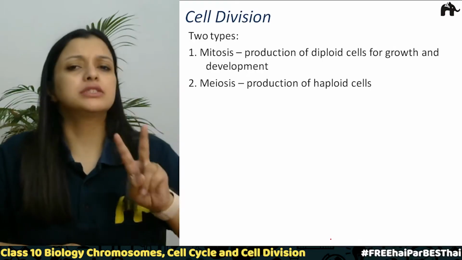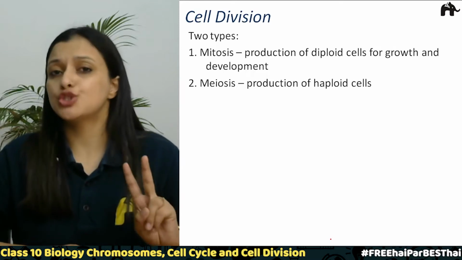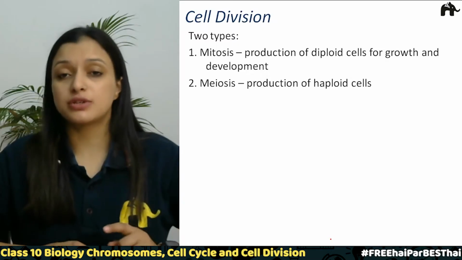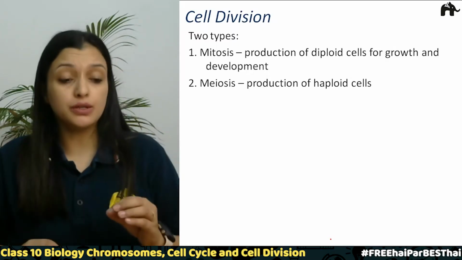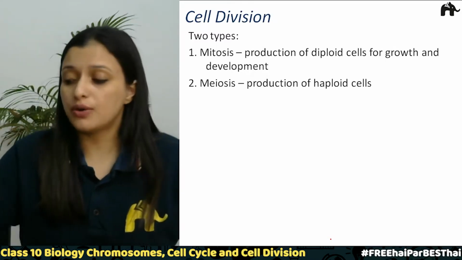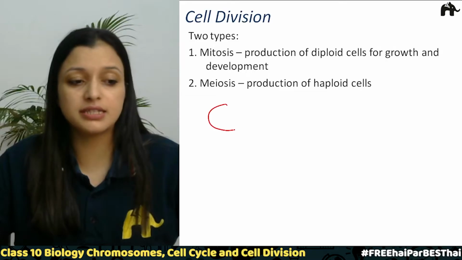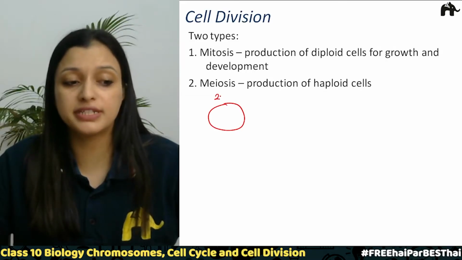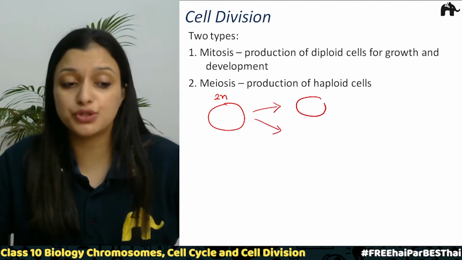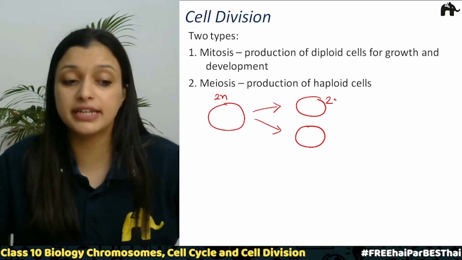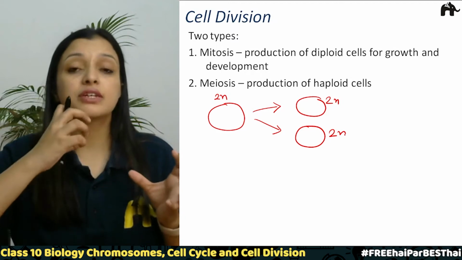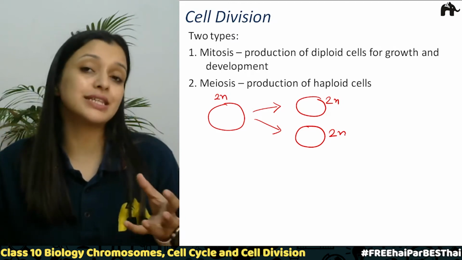Now we will talk about the two main types of cell division, that is mitosis and meiosis. In case of mitosis, it is a kind of cell division in which the cells that are produced are diploid. Say this is the organism, this is the parent cell, and its ploidy is 2n. So the daughter cells that will be produced will also be 2n. So the ploidy will be maintained. Basically in mitosis, the ploidy of the daughter cells is also 2n.